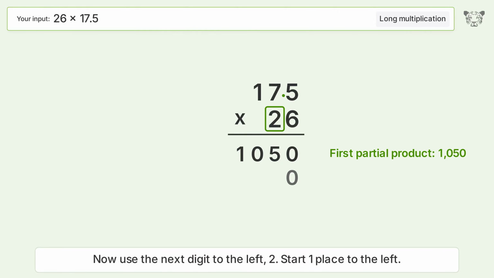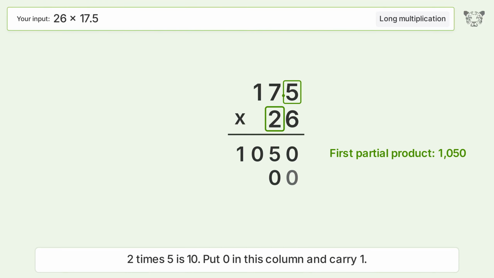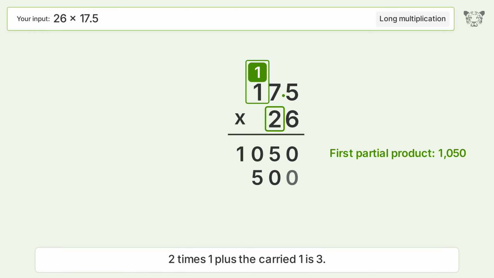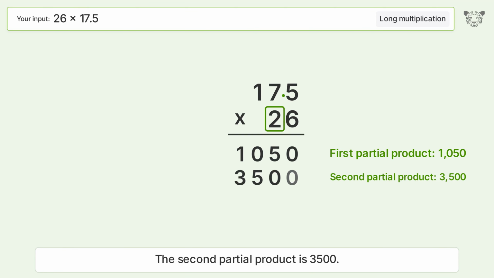Now use the next digit to the left, 2. Start one place to the left. 2 times 5 is 10. Put 0 in this column and carry 1. 2 times 7 plus the carried 1 is 15. Put 5 in this column and carry 1. 2 times 1 plus the carried 1 is 3. The second partial product is 3500.